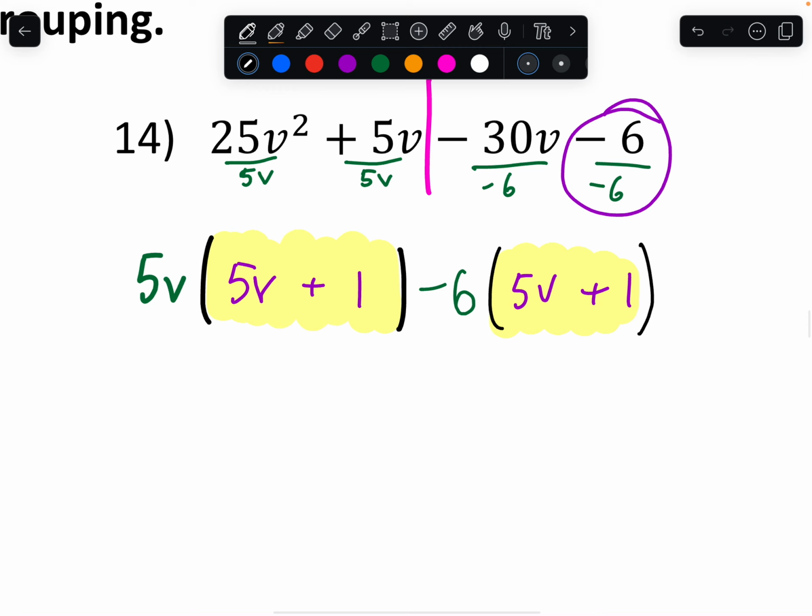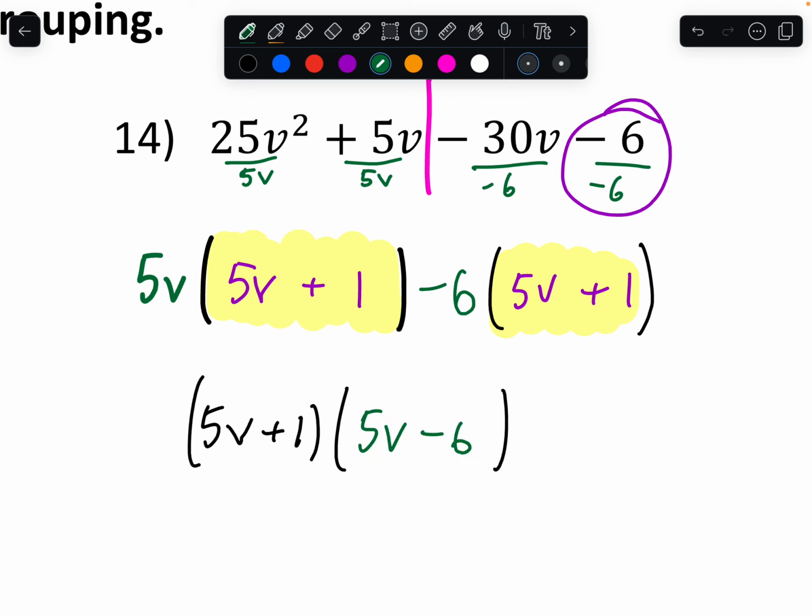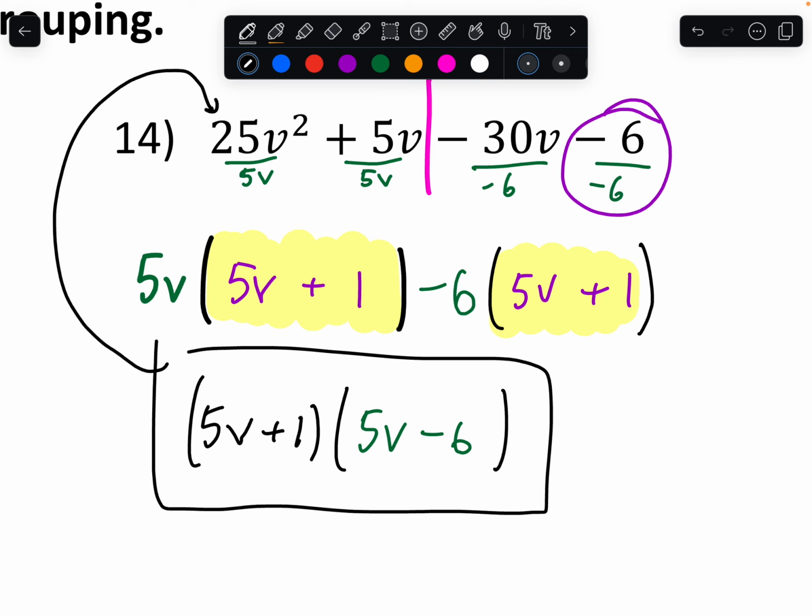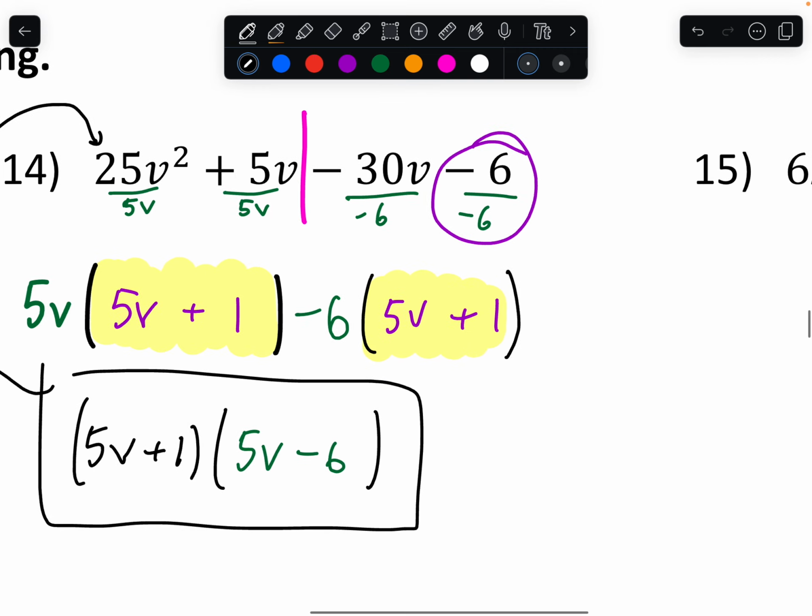But those two things that are the same go together, so 5v plus 1 goes together, and then our leftovers go together, the 5v and the minus 6 go together. And then there's our factors, those two things multiplied together will get us back where we started. They're equal to each other, just written in different forms.